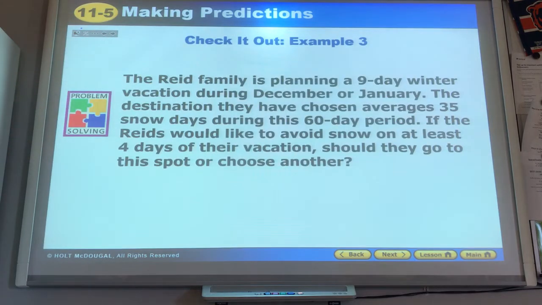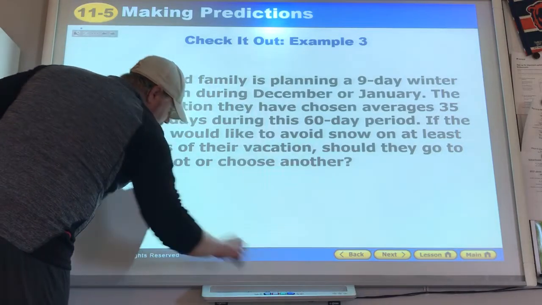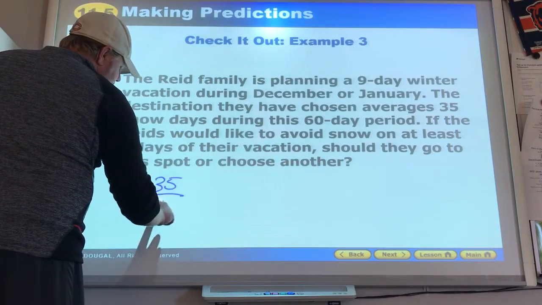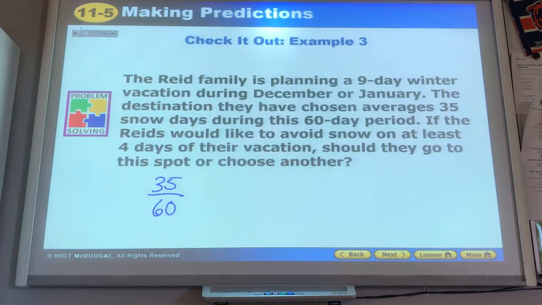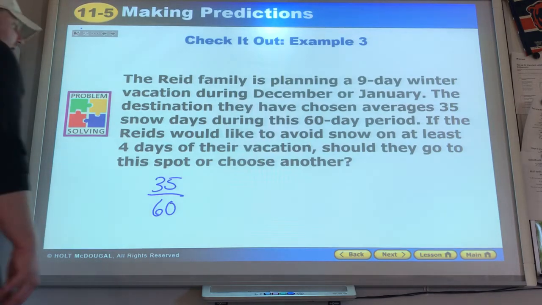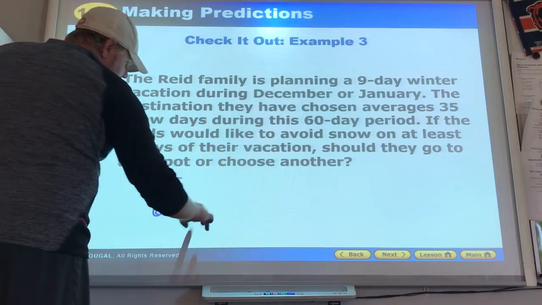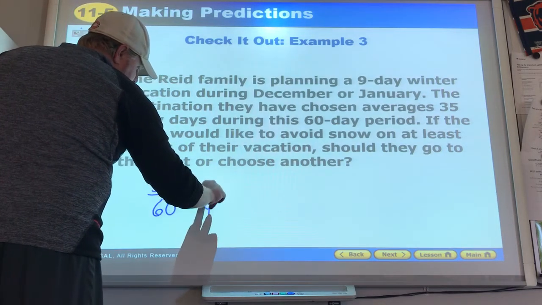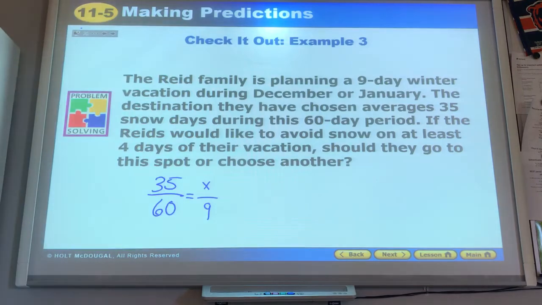All right. The Reed family is planning a 9-day winter vacation during December or January. The destination they have chosen averages 35 snow days out of 60. Okay? If the Reeds would like to avoid snow on at least 4 days of their vacation, should they go to this spot or choose another spot? Okay? They would like to avoid snow. Okay, 4. So now they're probably going to set up a 9, and they're going to set up a proportion just like this and see.